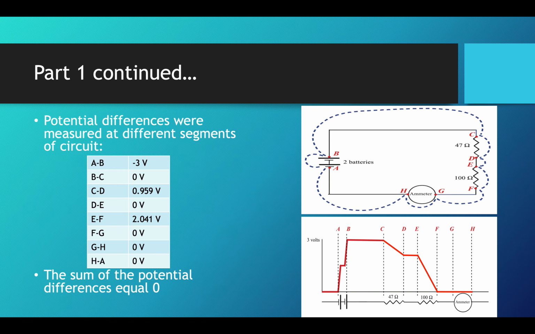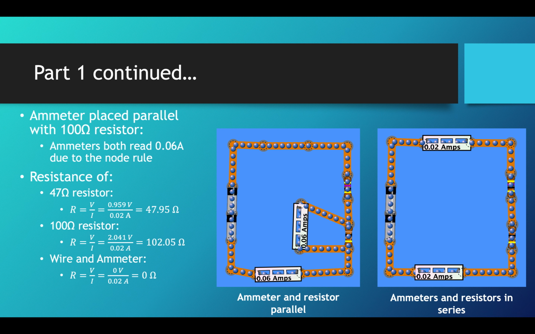Throughout the circuit in part 1, potential differences were measured at different segments, as can be seen in the table correlated with the first picture. If you add all these potential differences, the sum equals 0, which represents Kirchhoff's loop rule. The bottom image shows a graphical image of how potential differences vary with segments of the circuit. Furthermore, an ammeter is placed parallel with a 100 ohm resistor, as can be seen in the left image. In this setup, the ammeters both read 0.06 amperes due to the node rule.